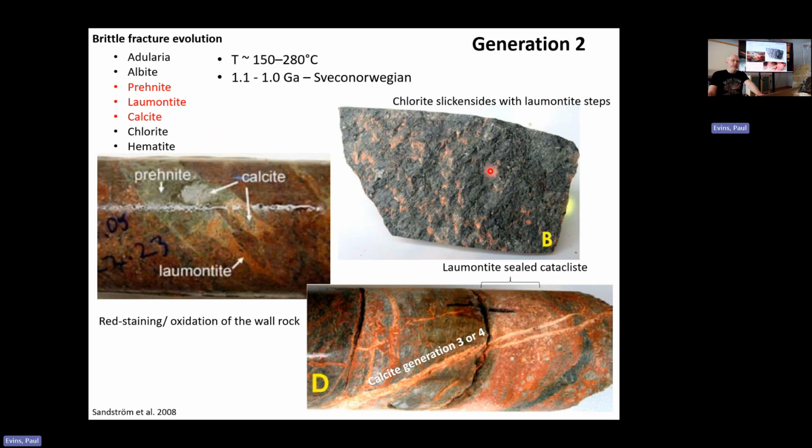Chlorite's a bit easier. It's this green mica. Here's a typical fracture surface where you have chlorite combined with laumontite forming steps, the slickensides. Here's this sort of cataclastic laumontite stained red, and then we have a later generation of calcite, probably generation 3 or 4, that's cross-cutting it.